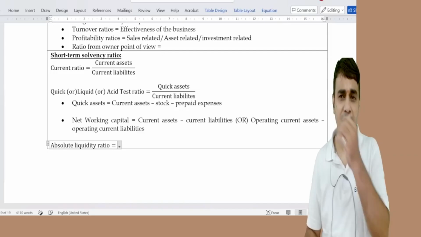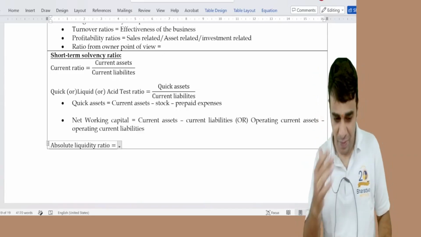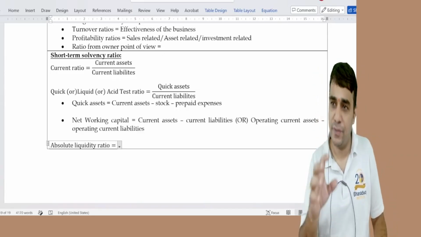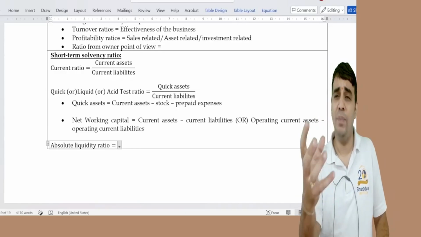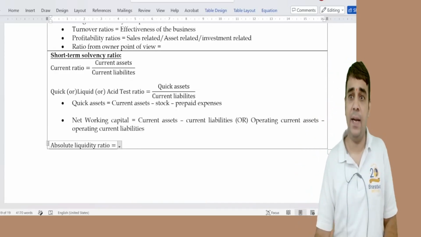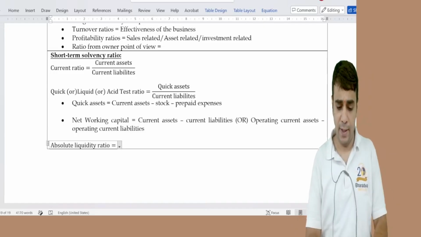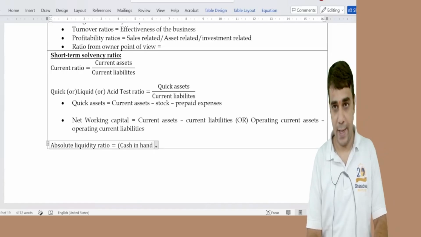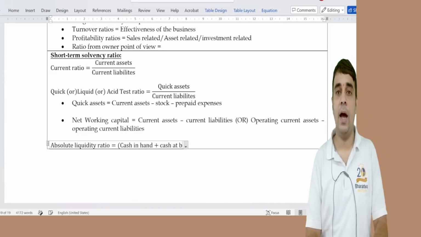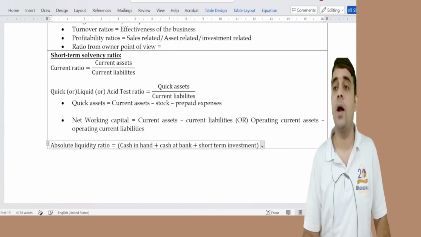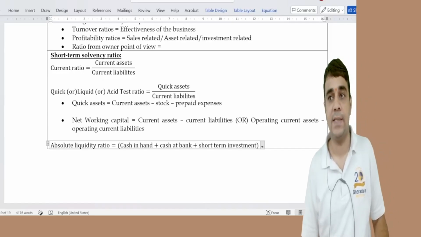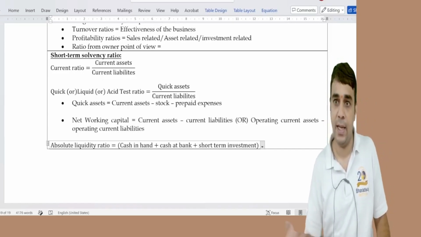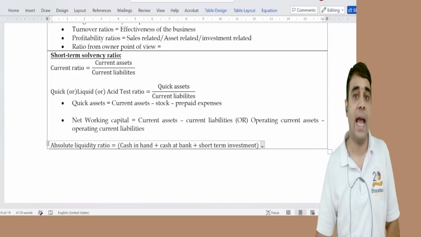Now, we have quick assets and current liability, but quick assets may also have certain items which could not be readily convertible, for example debtors and other things. So absolute liquidity ratio says cash in hand, which is cash only, cash at bank plus short term investment. If you have done accounting, there would have been a definition in Accounting Standard 3 for cash and cash equivalent. That is your numerator, cash and cash equivalent.